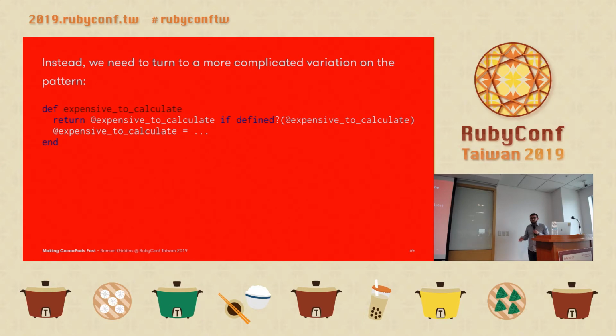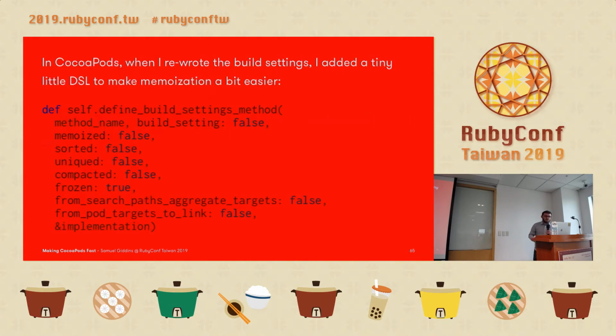So, of course, I did the me thing, and I wrote a little DSL to be able to define build settings that are memoized, and also added a bunch of helper methods, because I really like helper methods. Things like, oh, hey, this thing returns an array, like take all the nils out, or unique it, or sort it, or freeze the value.